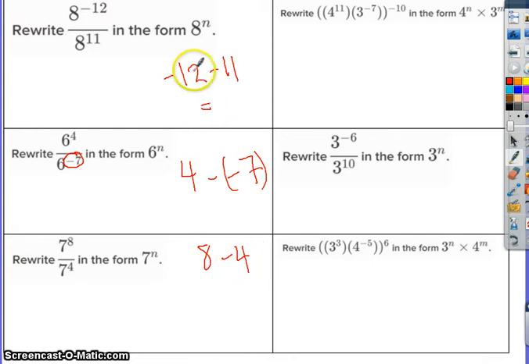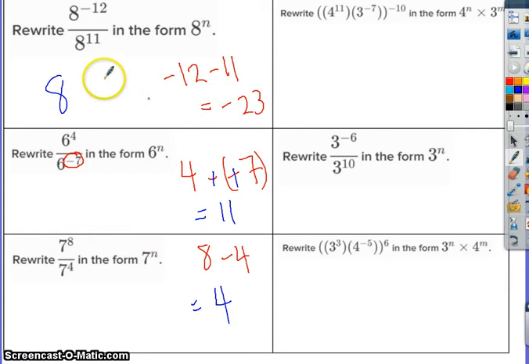And now you need to know your subtraction. These are the same, so they add together to make 23 negatives. This is keep, change, change, because the two negatives are touching. And let me use a different color so that you can see that they did get changed even after I do it. So that makes 4 plus 7 now, which is 11. And of course, 8 minus 4 is 4. So these are 8 to the negative 23.